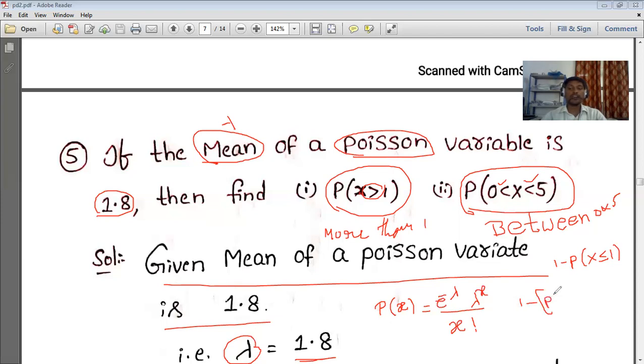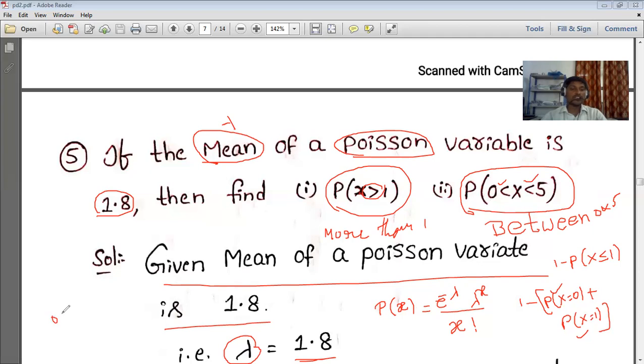1 minus P of x less than or equal to 1. It means what we'll get? So P of x is equal to 0 plus P of x is equal to 1. So simply we have to substitute in this formula, in place of x as 0, and in the second one in place of x as 1. Then we get it.